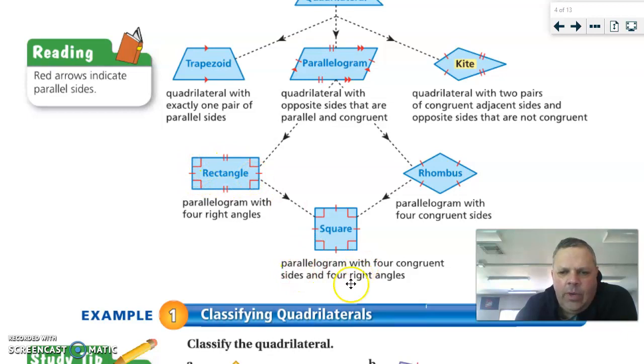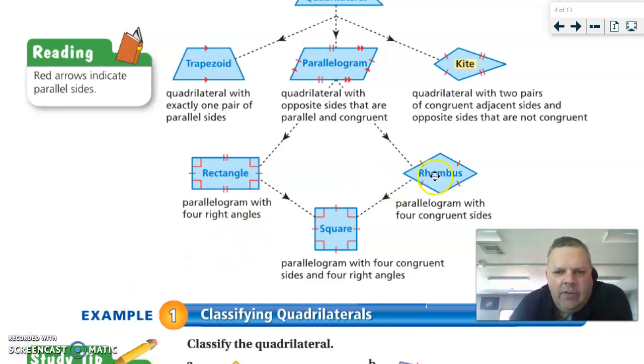The second one that we have is a rhombus. A rhombus is a parallelogram with 4 congruent sides. So all these 4 sides have the same length. Notice that in this one, the angles are not the same as in that one. And our final quadrilateral of a parallelogram is a square. It is a parallelogram with 4 congruent sides and 4 right angles.